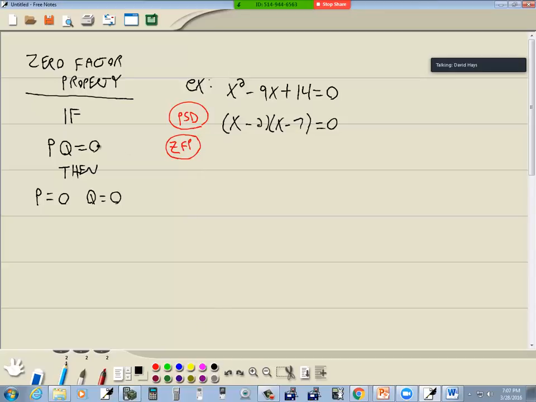So now we got 0 on one side. We've factored the other side. We're going to set each factor equal to 0. So I'll set x minus 2 equal to 0, and I'll set x minus 7 equal to 0. And that gives us x equals 2 and x equals 7. So those would be our two answers.